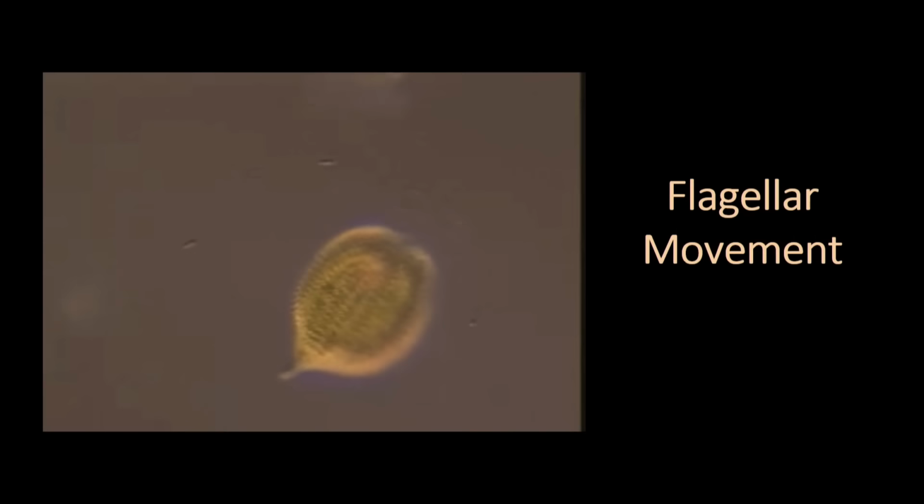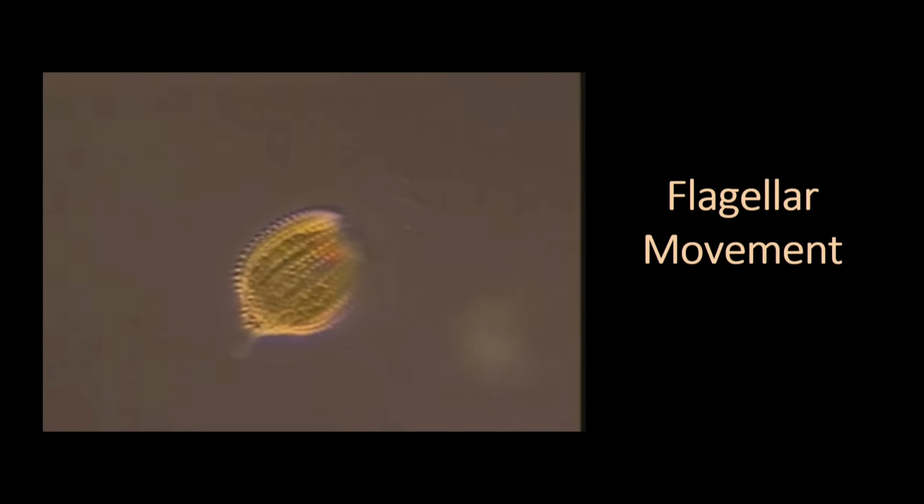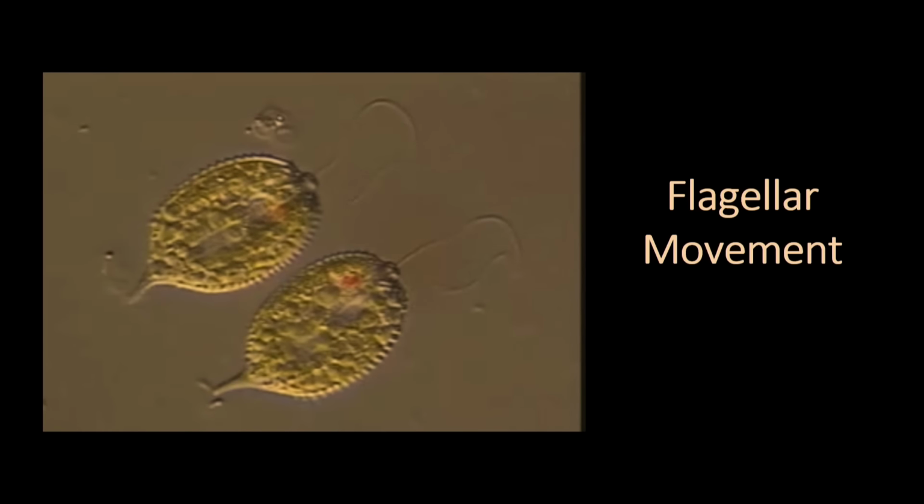Here's another one. I'll show you a different one. There's another flagellate. A single-cell organism with the flagellum, spinning its flagellum, pulling itself through the water there. Well, these are eukaryotic single-cell organisms. Bacteria, though, also have a flagellum.